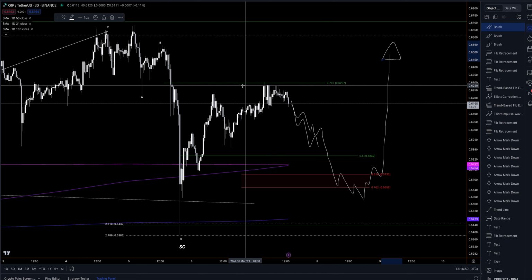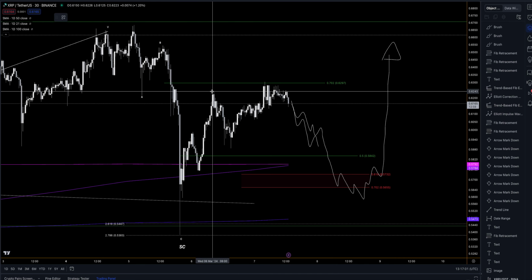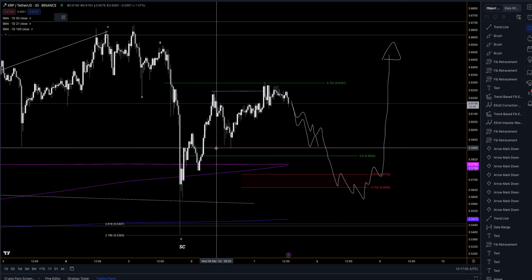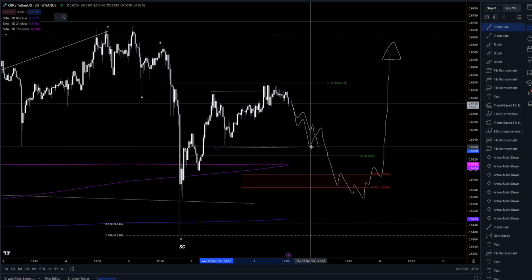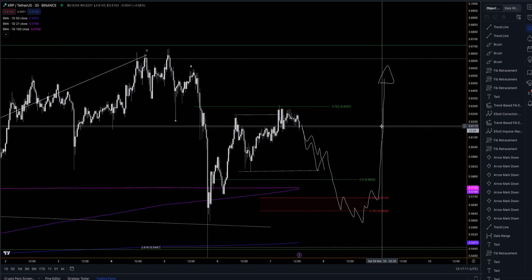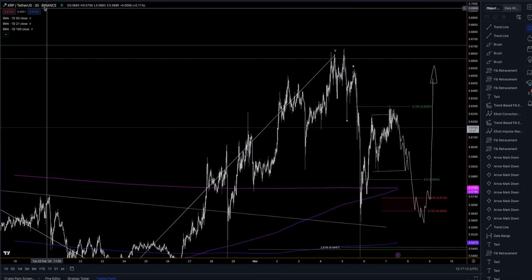Now we're at the 702 over here, sweeping this high, but we haven't swept some inefficiency below this low. So it wouldn't surprise me if we come down here before bulls move the price back up.